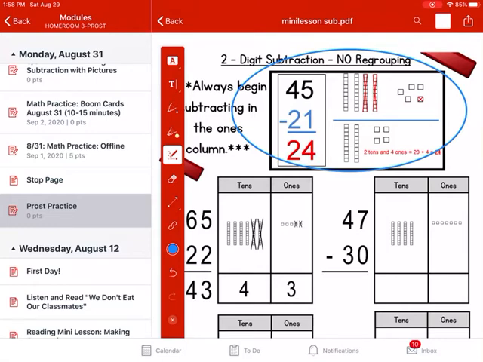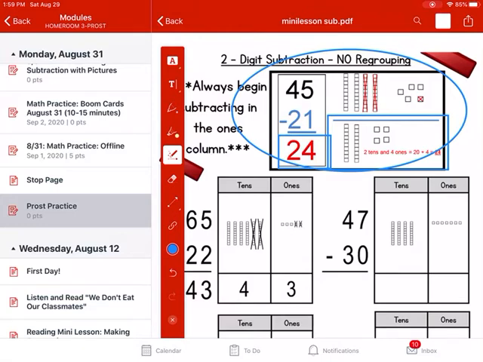21 has a 2 in the tens place, and so they have crossed out 2 of the tens. On the bottom, you can see what they were left with. They were left with 2 tens and 4 ones. And so 45 minus 21 is equal to 24.